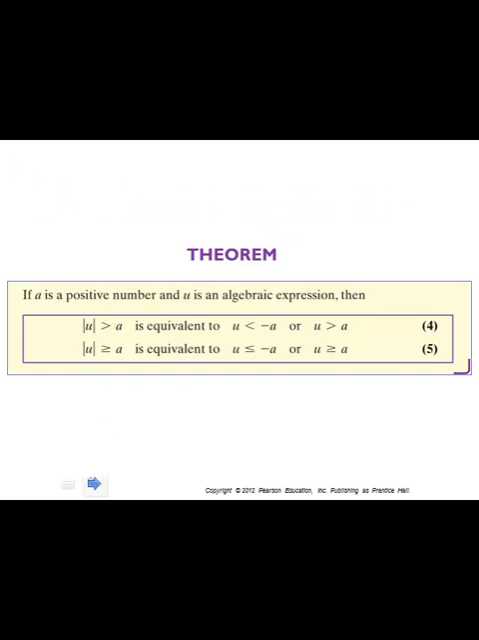Okay? So, if we say the absolute value of u is greater than a, that means the same thing as that u is less than negative a or u is greater than a. If we say the absolute value of u is greater than or equal to a, that's the same thing as saying that u is less than or equal to negative a, or that u is greater than or equal to a.